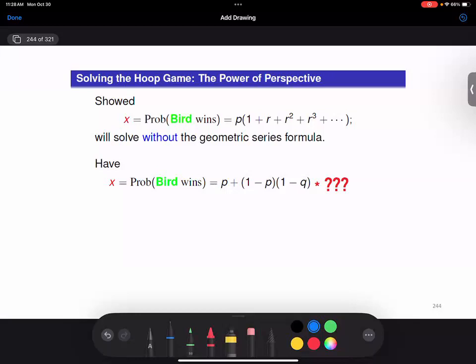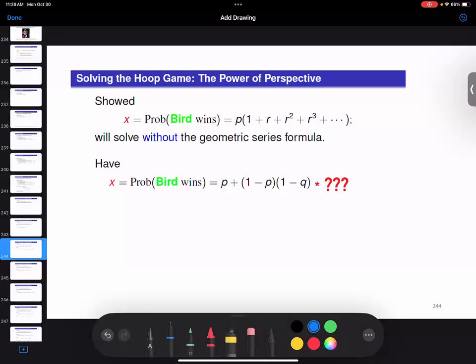So once they've both missed, it's like we've just started the game. There are a lot of times when you're trying to deal with infinite sums, which can be a real pain, where you can turn them into a finite sum by saying we have a memoryless process, and a lot of things just vanish. So this is just going to be X.